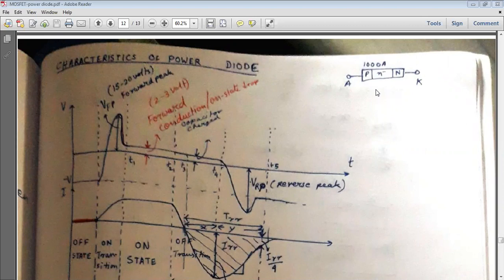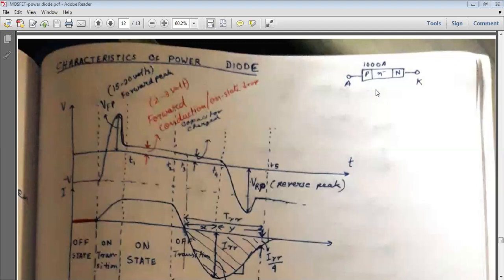That means initially we have the p region, the n region, and in between the n minus region. The n minus region is nothing but the n region with fewer electrons, because the charge carriers for p are holes and the charge carriers for n are electrons. So in the n minus region, fewer electrons are present. This is the basic thing.